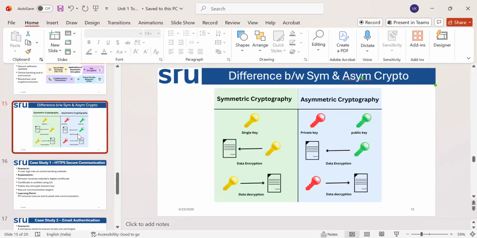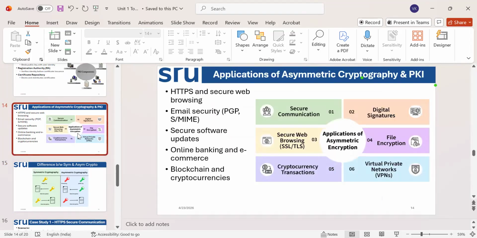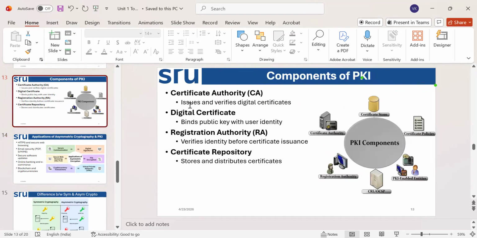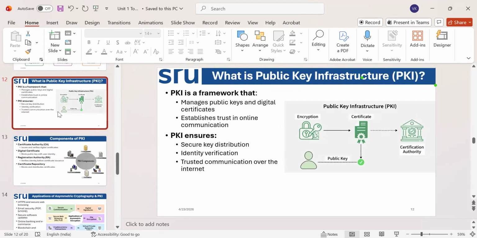We understood the difference between symmetric and asymmetric cryptography. We understood the applications of asymmetric cryptography. That application can be online, blockchain, cryptocurrencies, and many more. Right? Virtual private network, file encryption, digital signature, etc. The components mean certificate authority, digital certificate, registration authority, and certificate repository.